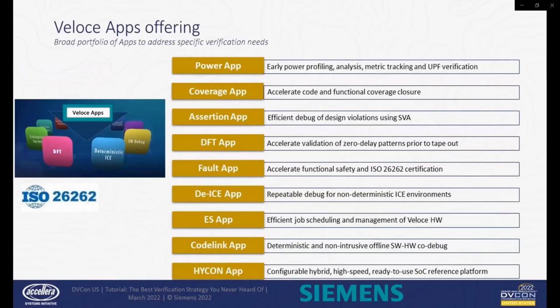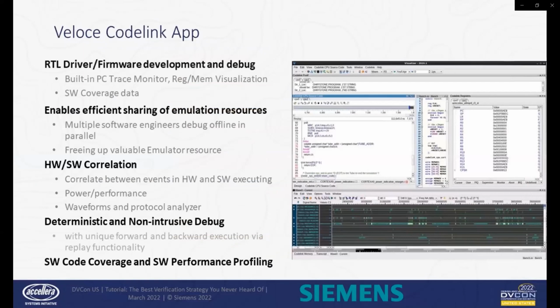Veloce app offering is very extensive. You can see the list of Veloce apps, and the beauty of each app is it is really targeted for a specific application. So they are very easy to use. They are very easy to get integrated to the entire flow, and they address very specific issues that customers are dealing with. I'm going to discuss one or two of them during this presentation. So let's look at Veloce CodeLink.